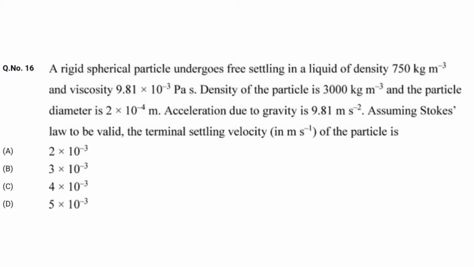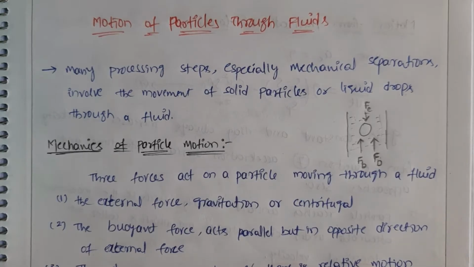This is a 1 mark fluid mechanics question in the year 2020 GATE question paper. Please read the question very carefully and identify what is given and what you have to find out. Now we will see the concept for this problem, then we will go for the problem solution. If you are well aware of the concept, you can skip the concept explanation part and directly go for the problem solution. Okay, this problem is related to motion of particles through a fluid.